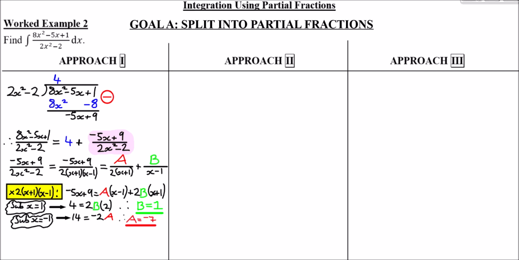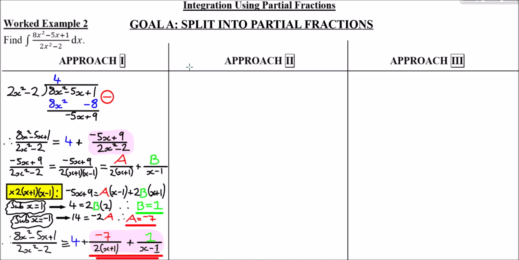Now we know that a is negative 7 and b is 1, and we know that the constant term to begin was 4. We've now successfully decomposed this into partial fractions completely. So for the final step, just write what we know. Therefore, 8x squared minus 5x plus 1 all over 2x squared minus 2 is the same as 4 plus minus 7 over 2 lots of x plus 1, plus 1 over x minus 1.